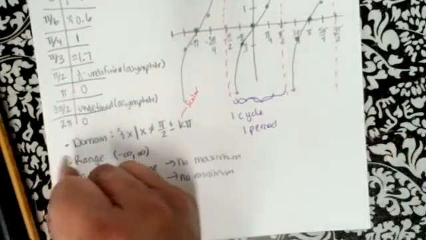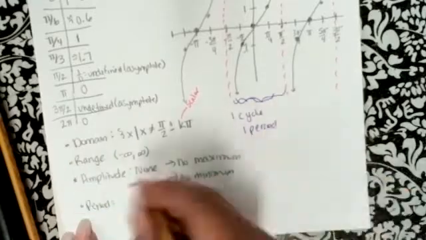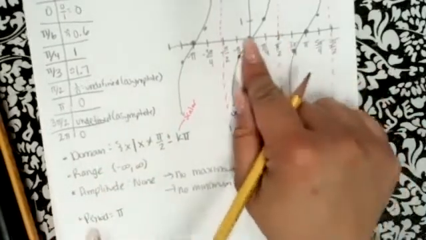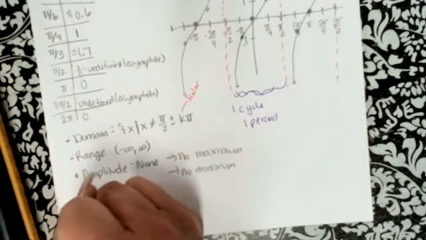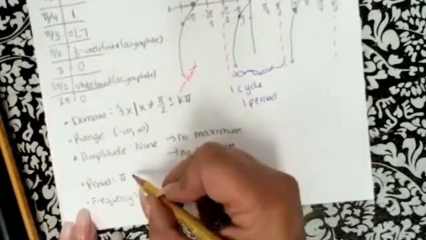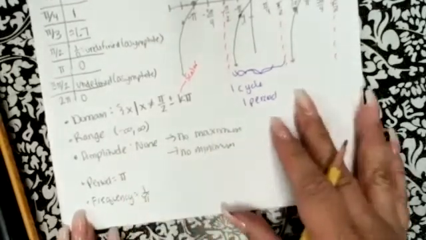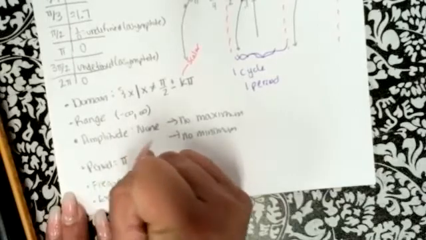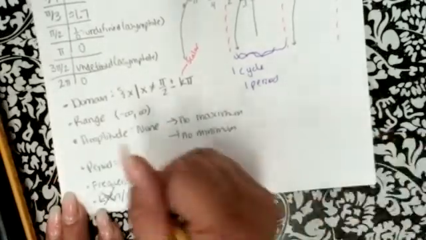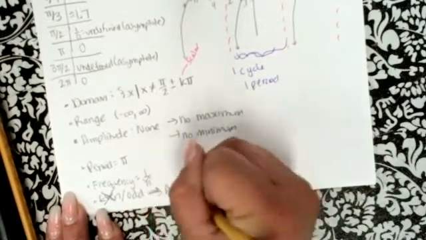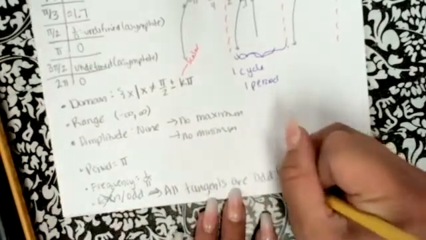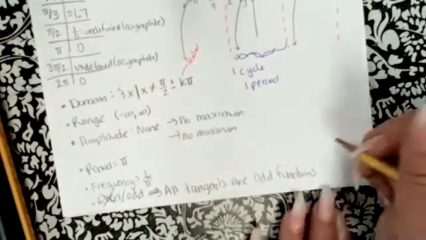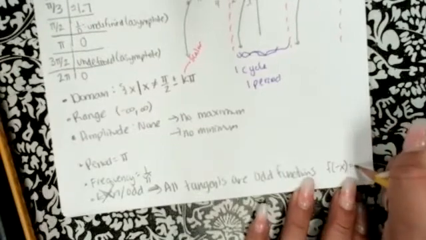The period here is going to be pi units because I'm going to pi halves and then negative pi halves, and pi halves plus pi halves gives you pi. The frequency is a reciprocal of the period. So that's 1 over pi. Now, if you're ever asked, is this an even or odd function? Tangents are always odd. All tangents are odd functions. And what that means is if you plug in f of negative x, it's going to equal the negative of f of x.